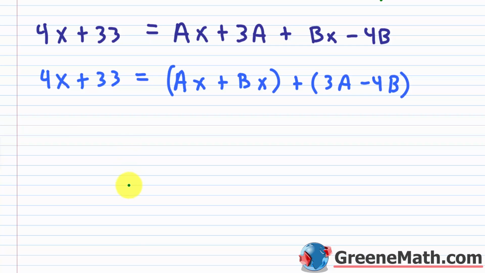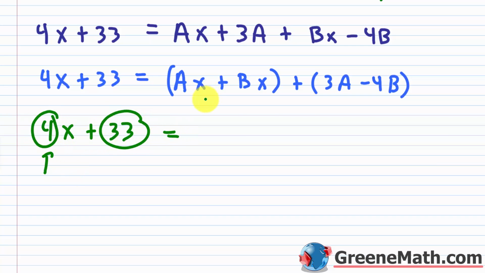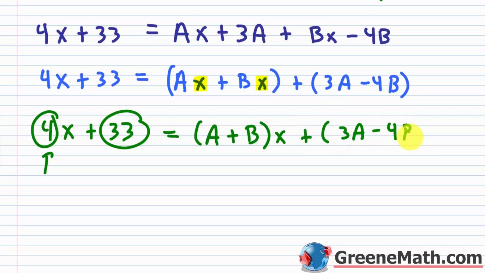So let's scroll down a little bit more and get some room. So what I want to do now, again, I have this 4x plus 33. So again, it's some number times x, and then plus some constant. So how can I do that? Well, I have this x that I can factor out, right? It's common to here and here. So pull it out. So you have x, and then you're going to have this a plus b. And if you want it to look like this, you can put the x behind it. It doesn't matter. So let's scooch this down a little bit. And then plus, you have this 3a minus 4b.